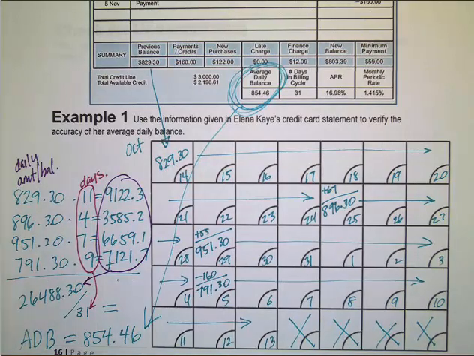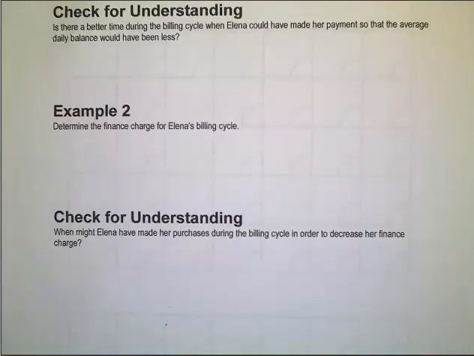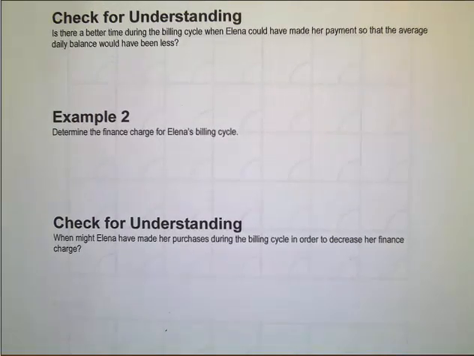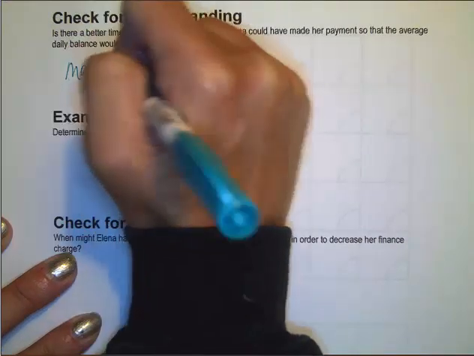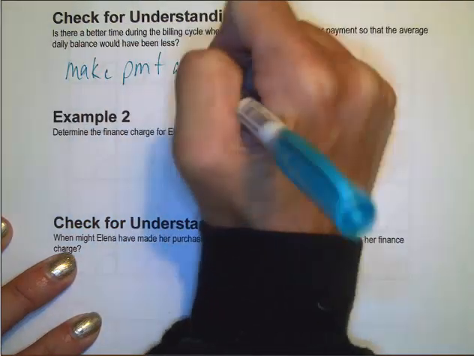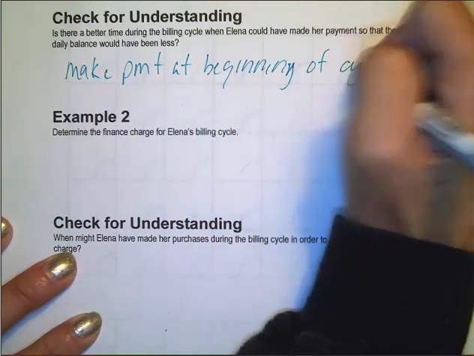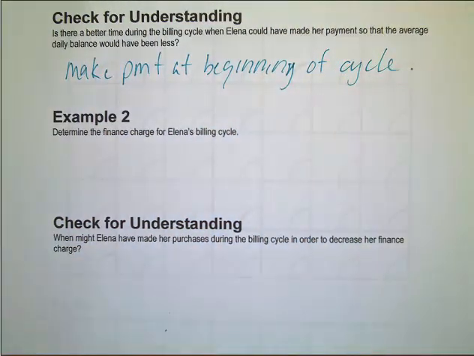All right, example number 2. Well, I guess before example 2, we have to do the check for understanding. Is there a better time during the billing cycle when Elena could have made her payment so that the average daily balance would have been less? Well, if she made her payment earlier in the cycle or at the beginning of the cycle, then her balance would have been lower each day. Okay?